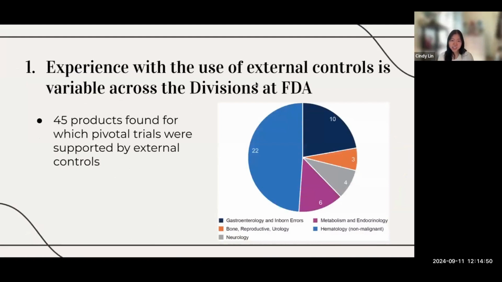So the first thing that they found was that there were 45 products in which the pivotal trials were supported by external controls. And of those 45 products, nearly half of the cases were from non-malignant hematological products, with gastroenterology and inborn errors of metabolism products being the second largest category. And then it's followed by metabolism, endocrinology, and then neurology products. And then lastly, it was reproduction, bone diseases, and urology products. And this pie chart essentially just illustrates that the experience with the use of external controls is pretty vast and varied across the divisions in the FDA.